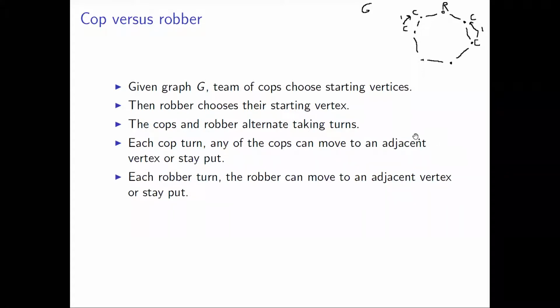And on that first turn, the second part of the first turn, the robber goes. So the robber always goes after the cops each turn. And on the robber part of the turn, the robber is allowed the same options as the cop. The robber can either move to an adjacent vertex or stay at their current vertex. In this case, with the graph I drew, the robber would have no advantage to move to an adjacent vertex because moving to an adjacent vertex would put them right on top of a cop. And they don't want to do that in this game. The robber wants to stay away from the cops. So the robber would just stay at their current vertex in this situation.